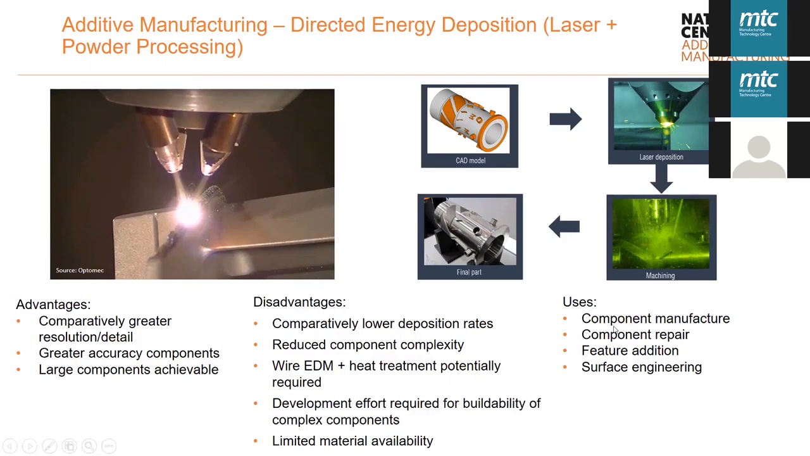There are four main use cases for this. You can manufacture a component, so you can build up the component in 2.5-axis, 3-axis, potentially 5-axis if you're using a CNC system, or 6-axis if you're using a robot. But you can build up a component using this type of technology to create an AM component.